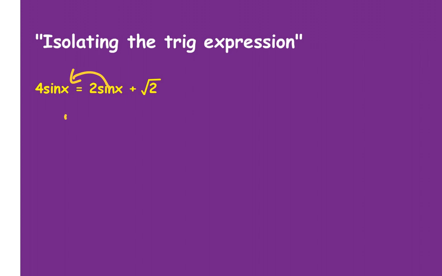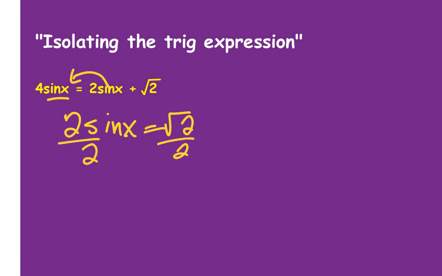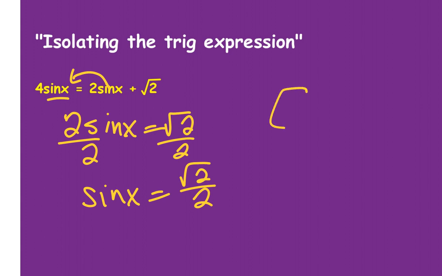So we have 4 sine x minus 2 sine x. So that's 2 sine x equals the square root of 2. And then just keep solving it, just like you would algebraically, divide by 2. And then sine of x equals the square root of 2 over 2. So if we look on the interval from 0 to 2 pi, we're looking for everywhere that the sine of x is equal to the square root of 2 over 2.